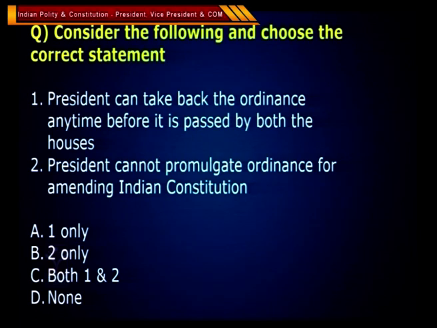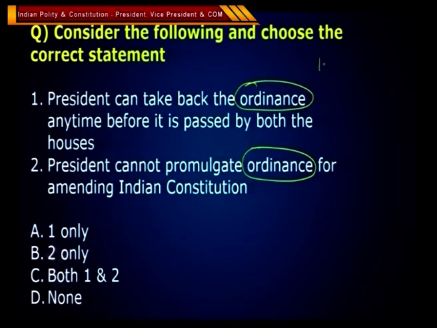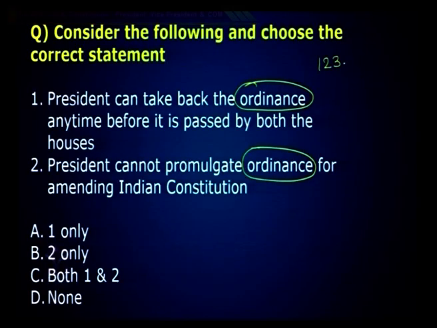Consider the following and choose the correct statement with respect to ordinance. What is the meaning of ordinance? Ordinance is a temporary law. According to Article 123, the President of India has authority to promulgate the ordinance. According to Article 213, the Governor has the authority to promulgate the ordinance. Now let us see the statements.